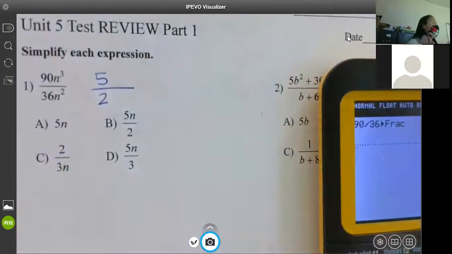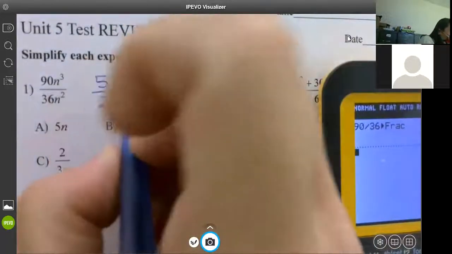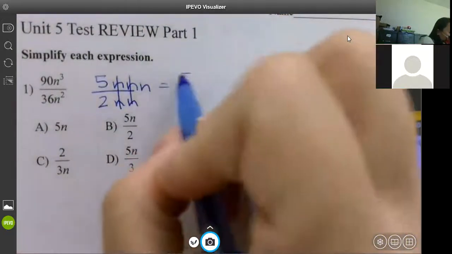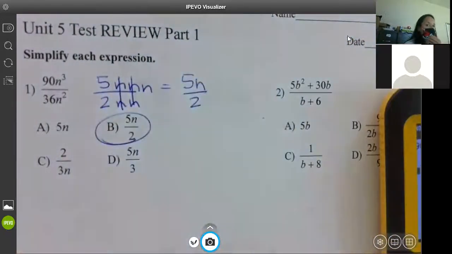Guys, if you look at your multiple choice, you already know it. But remember, there's 3 n's on top, 2 on the bottom. Anything that's the same on the top and bottom marks out. So that's how we get the 5n on the top and the 2 on the bottom. So your answer is B. And I don't necessarily like her making the review multiple choice, but it is what it is today. Everybody good? All right, next one.